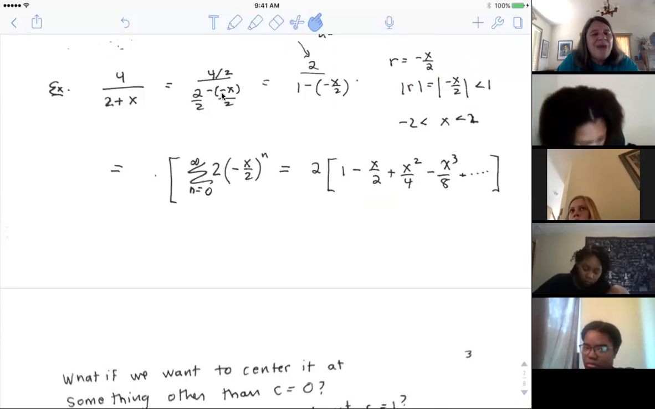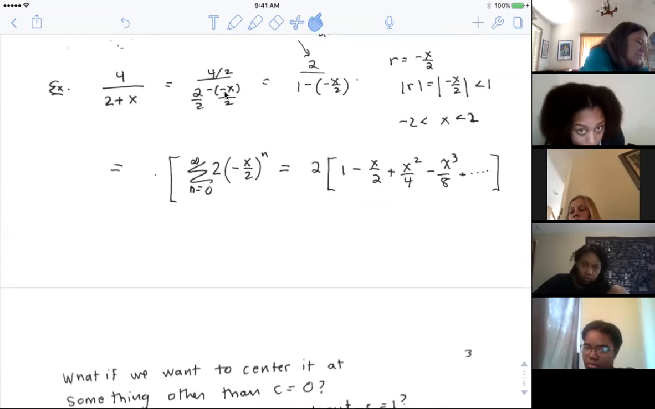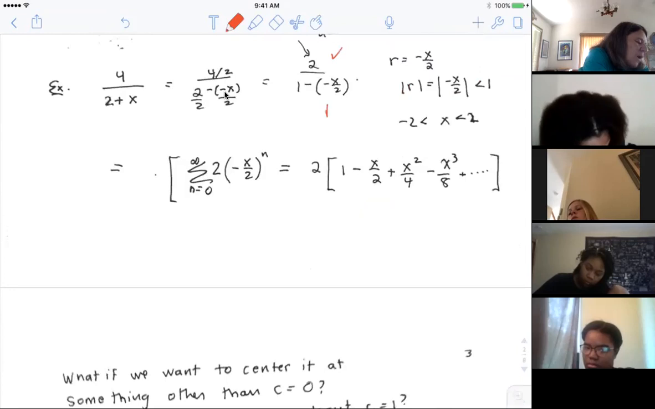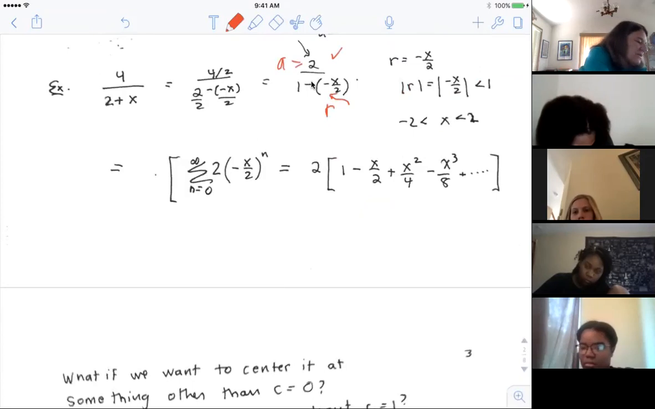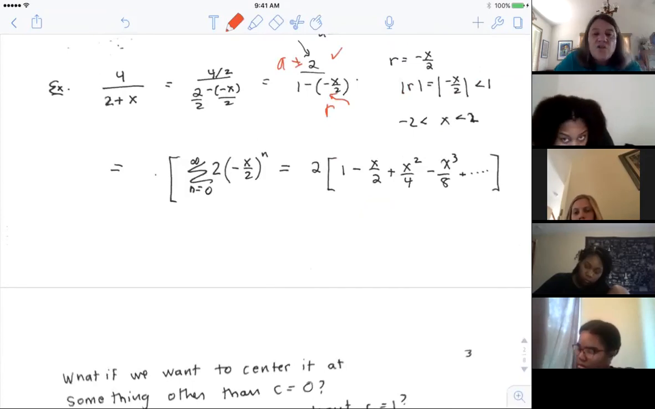I'll just write that as minus a minus. So what that says is when I crank all this out, there's the 2. There's 1 minus this. My R here, guys, is minus x over 2. And my A is 2. So what I know, a couple of things, is that under certain circumstances, this is a convergent sum. This is a sum of a convergent geometric series.